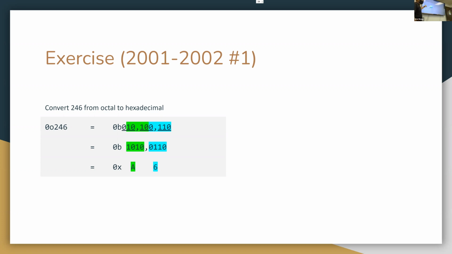Otherwise, how would you convert from octal to hexadecimal directly? We don't have a good way to do that. You probably will need to convert this to decimal, right? From octal to decimal, and then from decimal to hexadecimal. That's the only thing that I can wrap my head around to do the conversions manually.